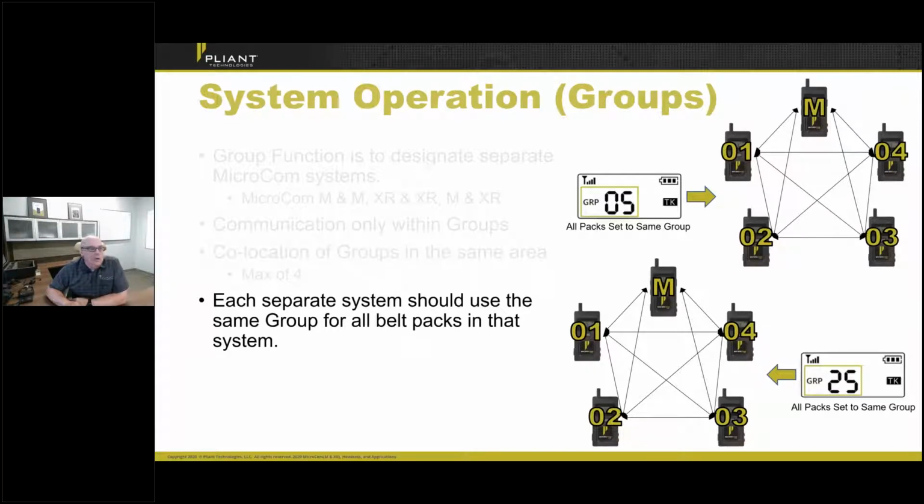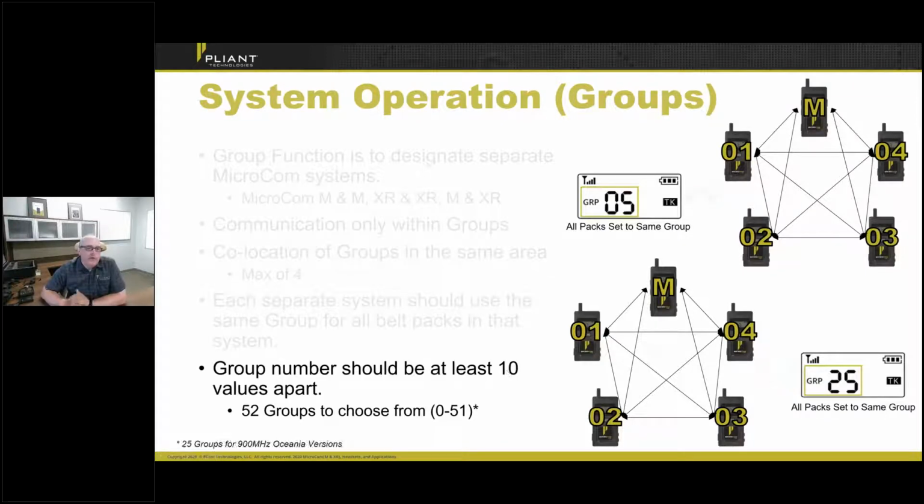Each separate system should be in the same group for all belts in that pack. So in our example here, the group on the top, they're all set as group 5. So every one of those packs will be set as group 5. And then in the bottom example, they're all set at group 25. Now you may be wondering, why did I use 5 and 25? And there's a reason for that. You need to have at least 10 values apart between the 2 groups. So you couldn't have group 5 and group 6 next to each other. Otherwise, you're going to have some stepping on each other.